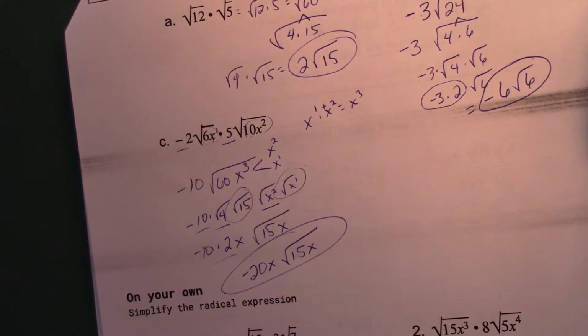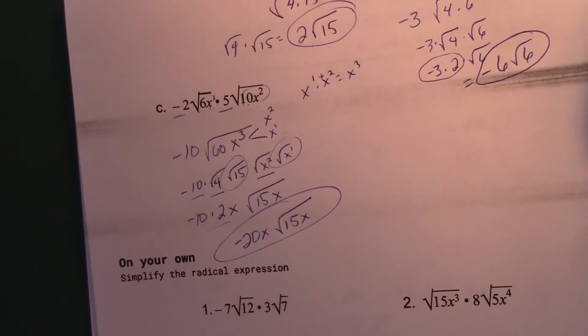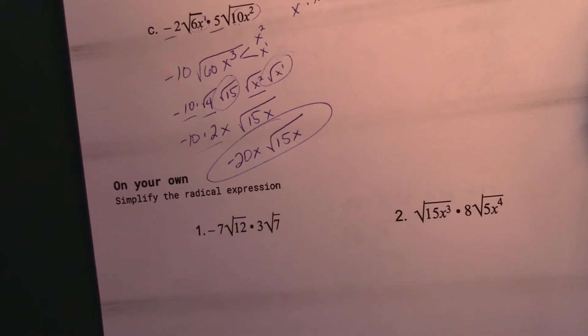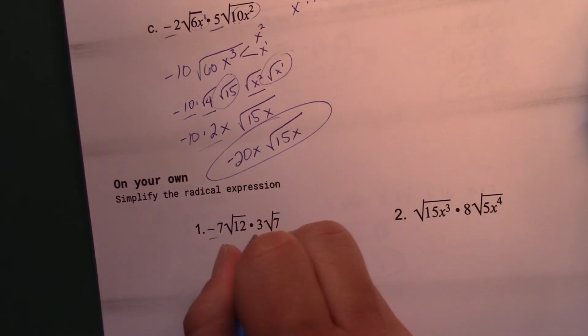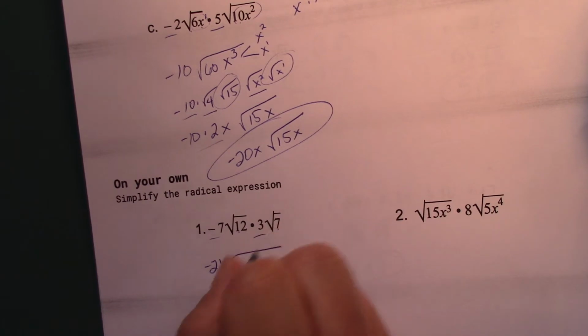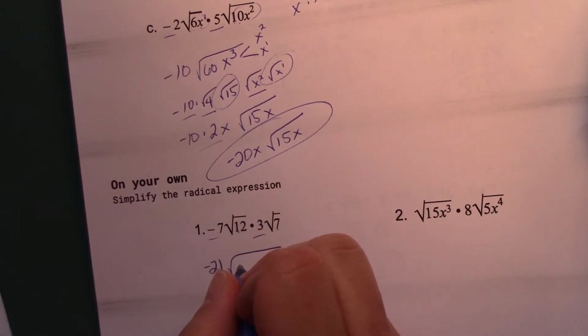And that's a little more difficult than you'd probably like, but we're going to do a couple more. Okay? Maybe pause it and try one. We'll do 2 together. Pause it, try number 1, come back and check how you're doing. Alright, so negative 7 times 3 is negative 21. Square roots of 12 times 7, which is, what, 84? Yep, 84.